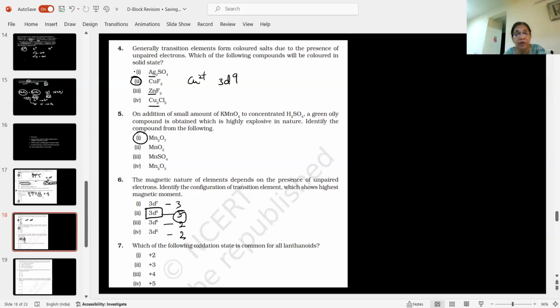Now the last one: which of the following oxidation states is common to all lanthanoids? +3 oxidation state.